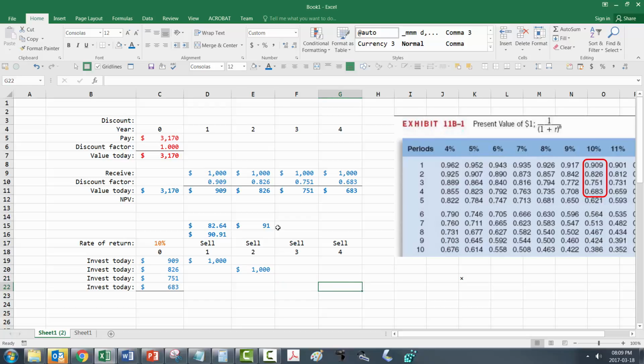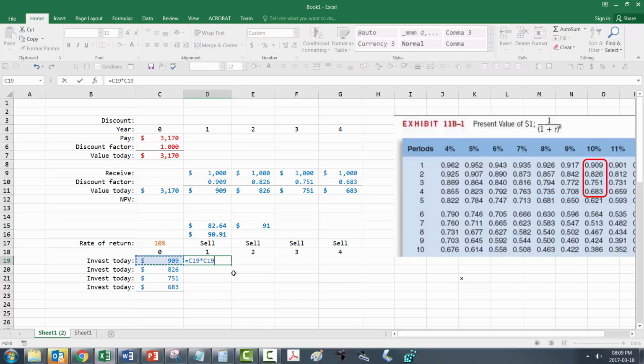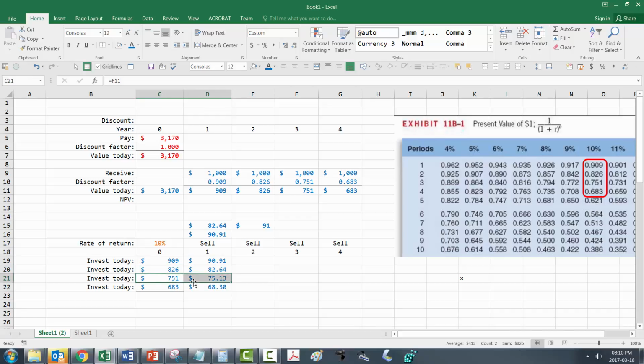But let me illustrate another way of putting this. If I looked at the 909, my initial investment, and I said, what's the return? And just plop that in there. I'm going to F4 that and copy it down. After 1 year, each one of these portfolios is generating 10% of its initial amount.